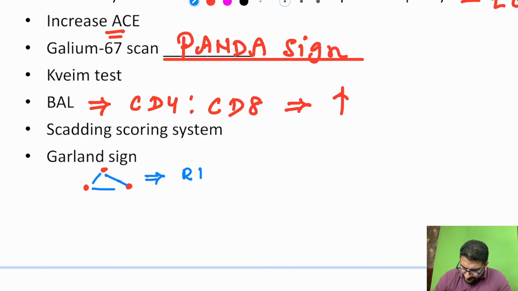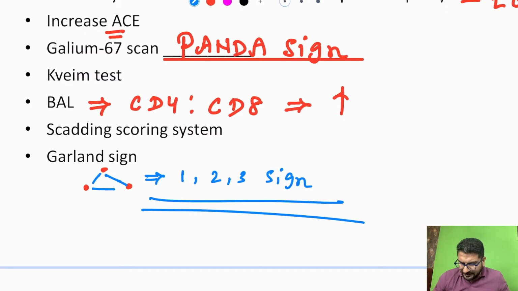तो just मैं लिख दे रहा हूँ यहाँ पर. Right hilar, left hilar, right paratracheal. पूरा important is just remember these three: right hilar, left hilar, right paratracheal. So this is what we call the 1 2 3 sign. So Garland sign का दूसरा नाम होता है 1 2 3 sign.